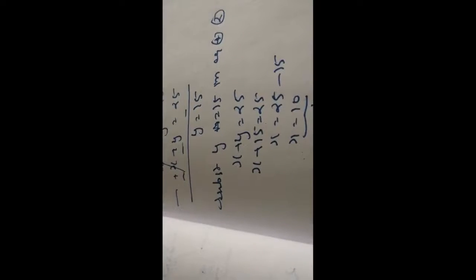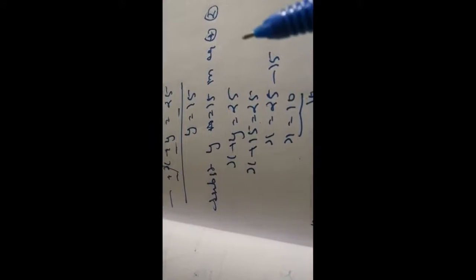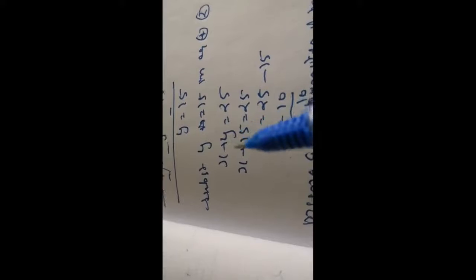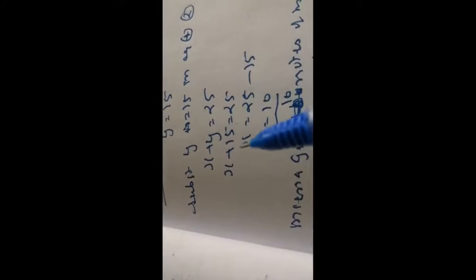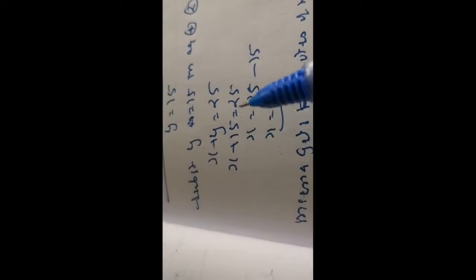Now introducing the value of y is equal to 15 in equation 2, that is x plus y is equal to 25. x plus 15 is equal to 25. Plus 15 goes to the right hand side, so x is equal to 25 minus 15. x is equal to 10. So Meena got 10 notes of rupees 50 and 15 notes of rupees 100.